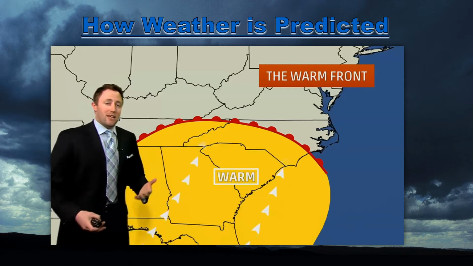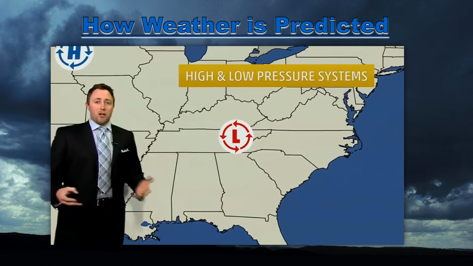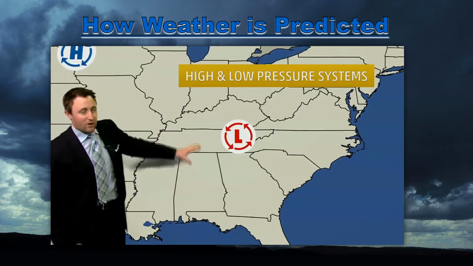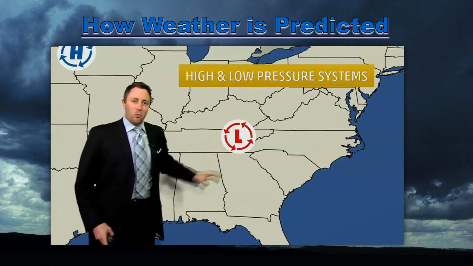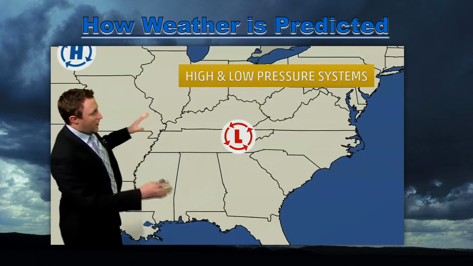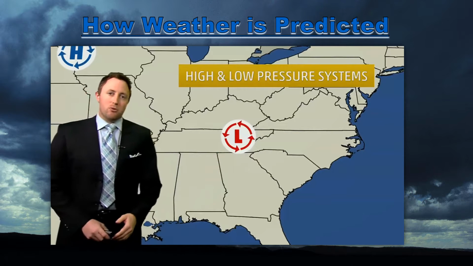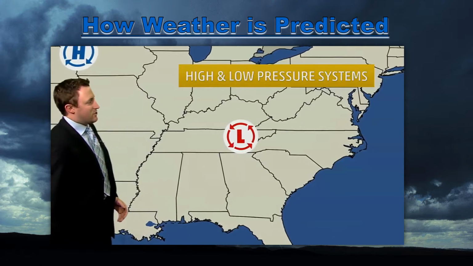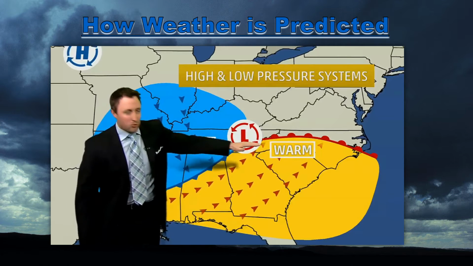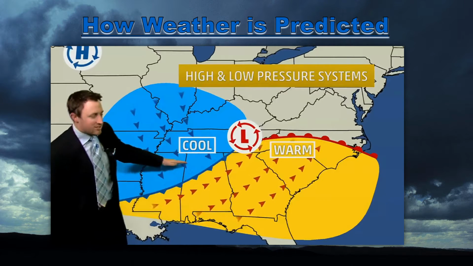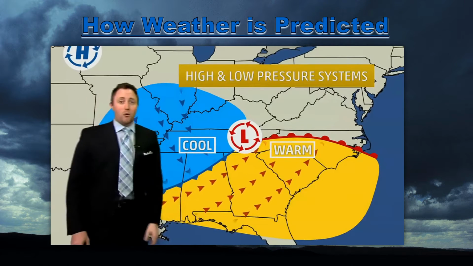Now when we start adding in things like pressure systems, we have a low pressure system right here. And air around a low pressure system moves counterclockwise and inward. So when we start putting those air masses around that area of low pressure, we begin to see a few things happening here. The warm air surging northward, that's where the warm front is. The cold front surging southward, that's where we line up that cold front.